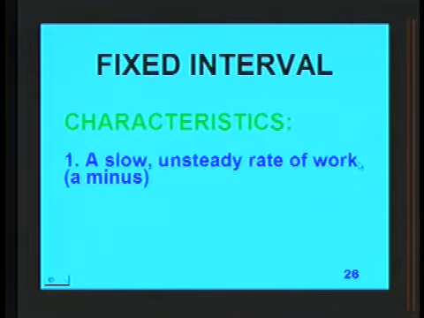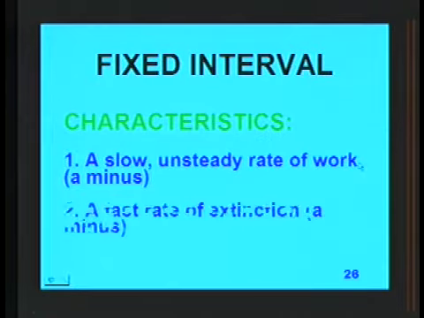Now, as you might imagine, let's see what the characteristics of this are. Let's go to the PowerPoint. There's a fixed interval. Its characteristics are a slow, unsteady rate of work, and a fast rate of extinction. Both are minus. Therefore, of course, that's the one we use the most, salaries, right?